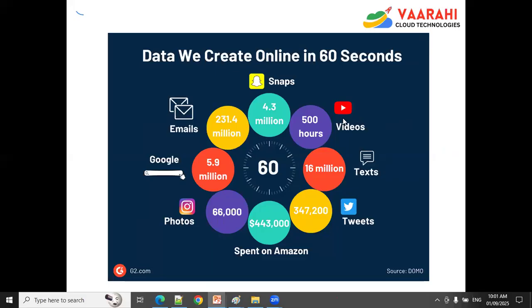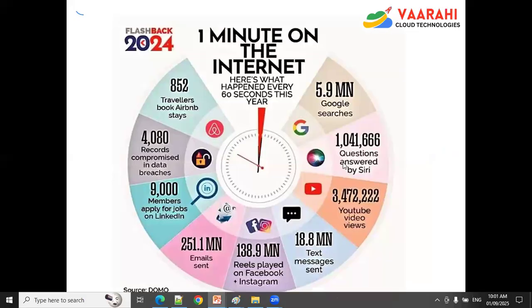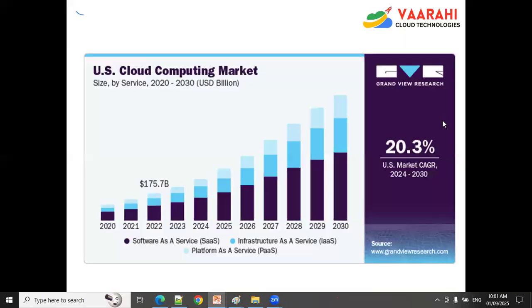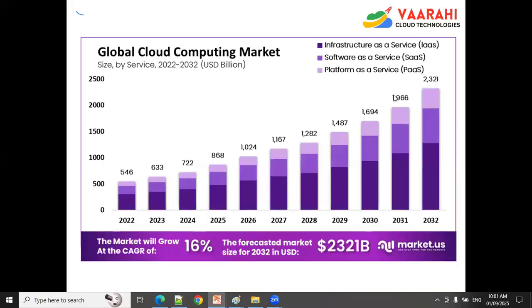These are 2 different slides. You can also go to Google and search it; you may get the updated one. I have shown the cloud market also. In 2018, it was just a $240 billion cloud market. Now it's almost $600 billion by 2025. But by 2032, the market is going to be approximately $2,300 billion. Just observe from 2022 to 2032, in 10 years, from 500 to 2,300, the market is growing almost 4 times.